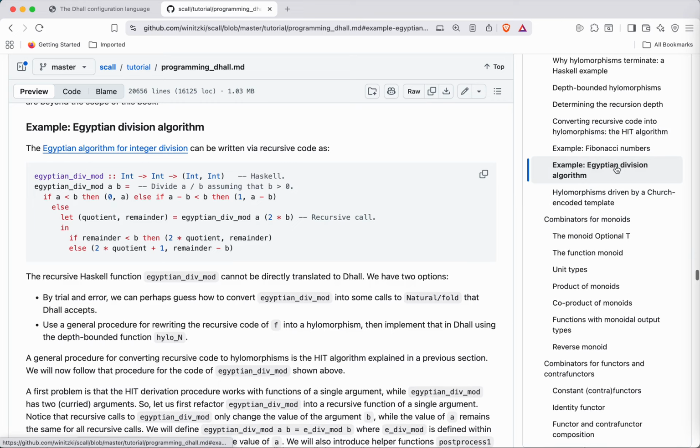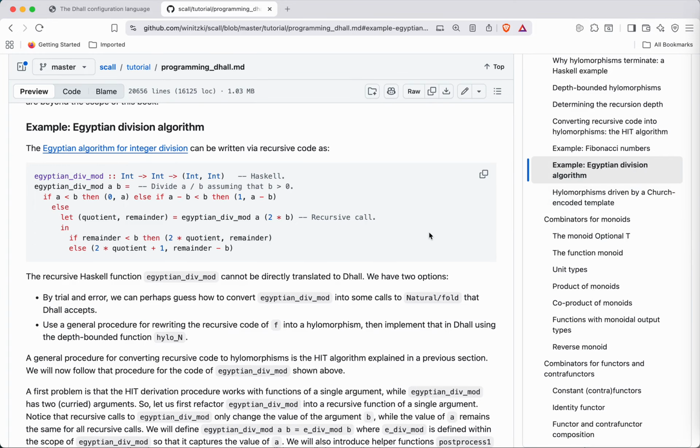Another example is Egyptian division, which is a very interesting example for me, because division in Dhall is not a built-in function, and so you have to implement it, and for large numbers it becomes slow, so you want a fast division algorithm. And I use that in my sample code for the digits of pi.